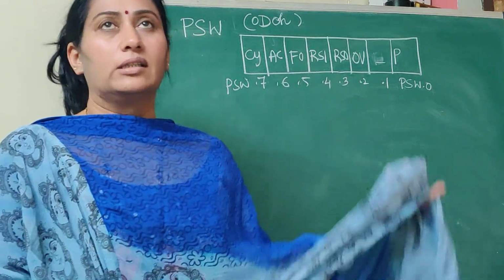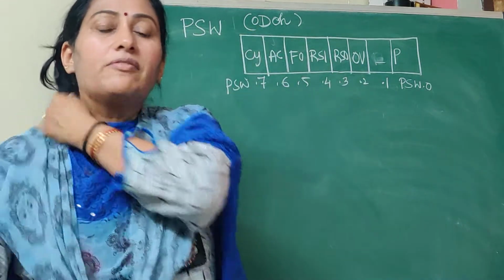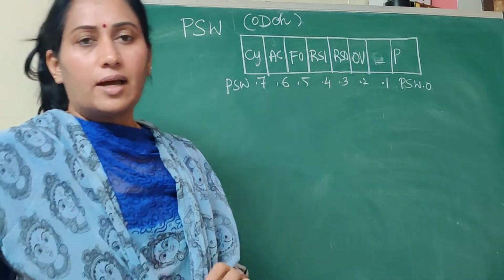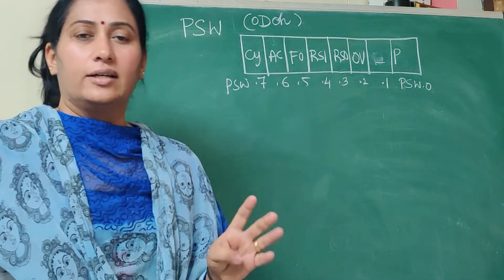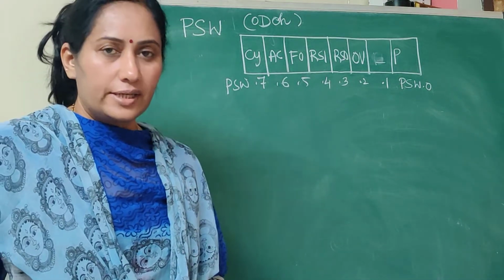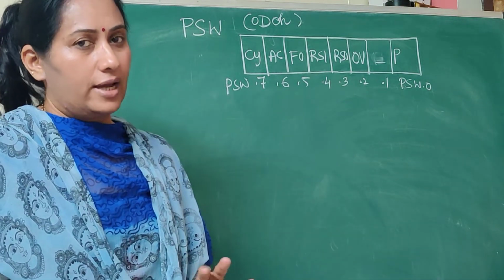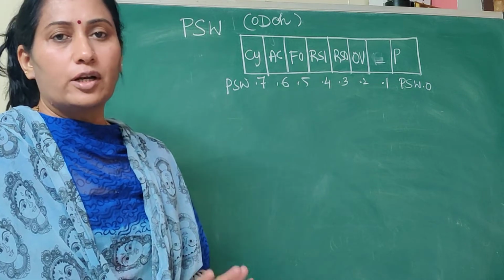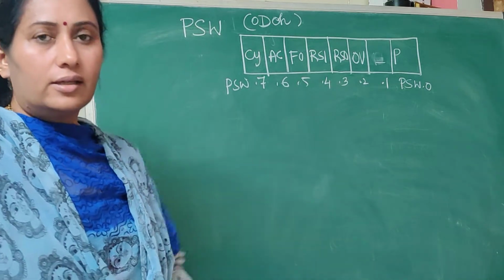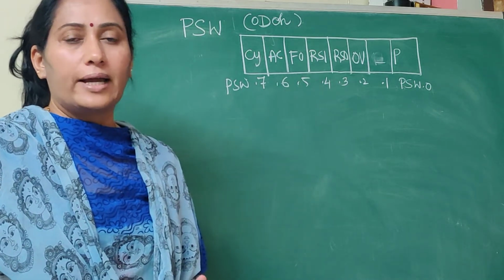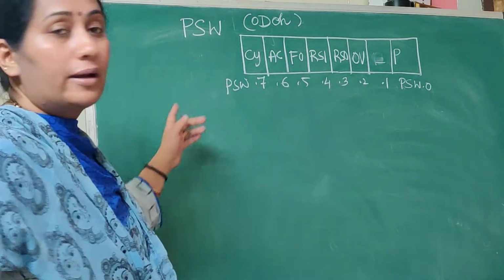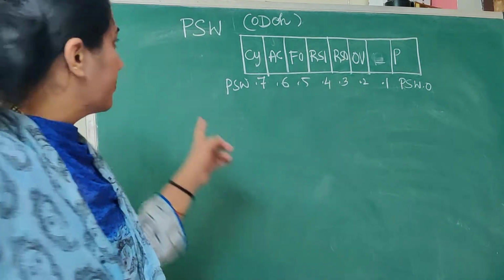Hi, today we'll discuss the special function registers mentioned in your first unit, that is the accumulator, register B, program status word and DPTR. We are going to discuss these four along with the PC. Even though I have discussed it a little while explaining the block diagram, I am going to deal now in detail with the program status word.